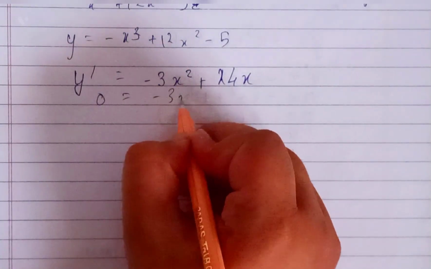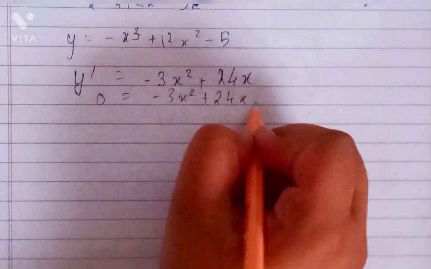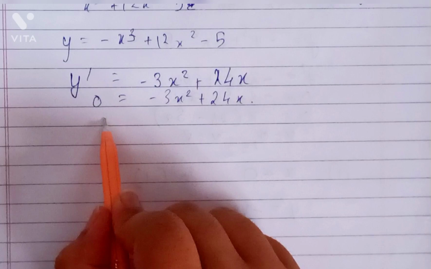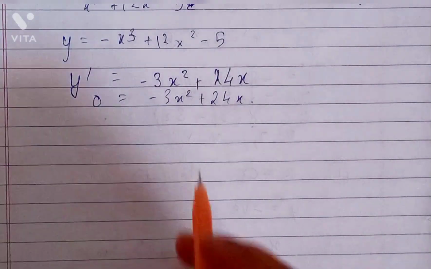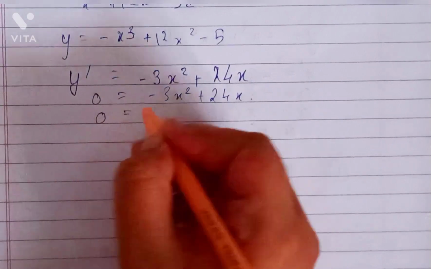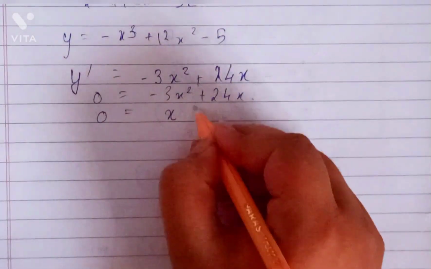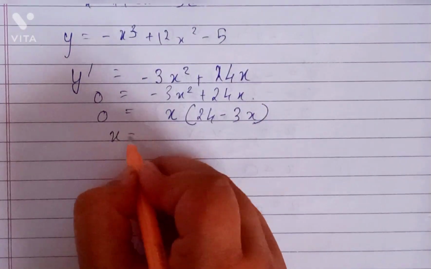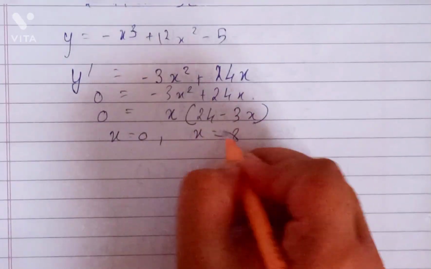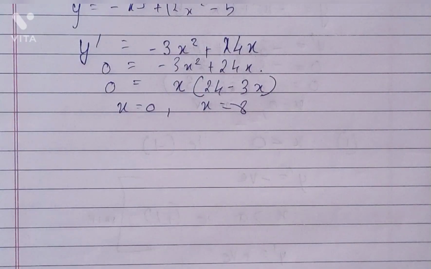0 is equal to minus 3x square plus 24x. Now we can't take this over to this side and cut out x because we don't know the value of x. That's why, 0 is equal to, I'll take x as common, x times 24 minus 3x. So x is either 0 or x is 8. Now we'll make cases and see.